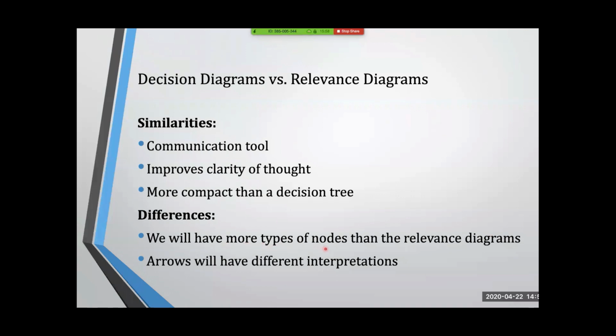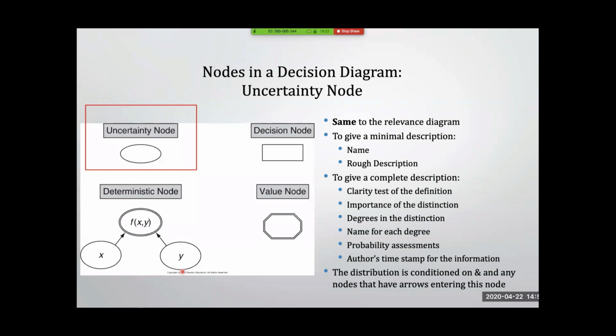We will look at the different types of nodes, or the different shapes, in the decision diagram first. Then we will look at the different meanings of arrows. Finally, in the last part of today's class, we will represent the different decision trees that we have been looking at as proper decision diagrams. First topic, different nodes.